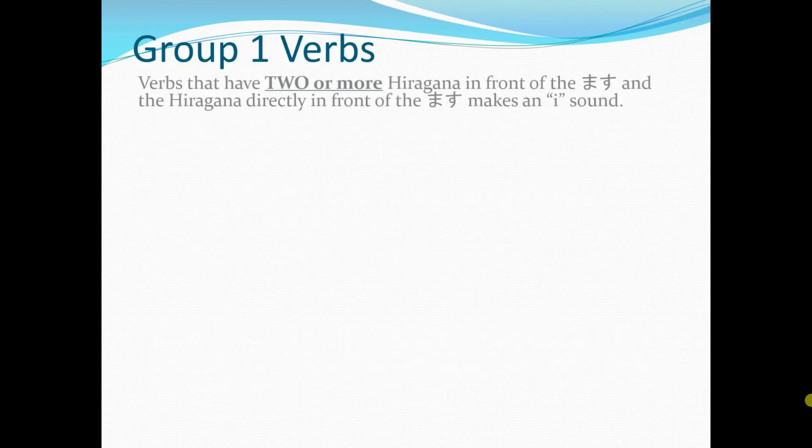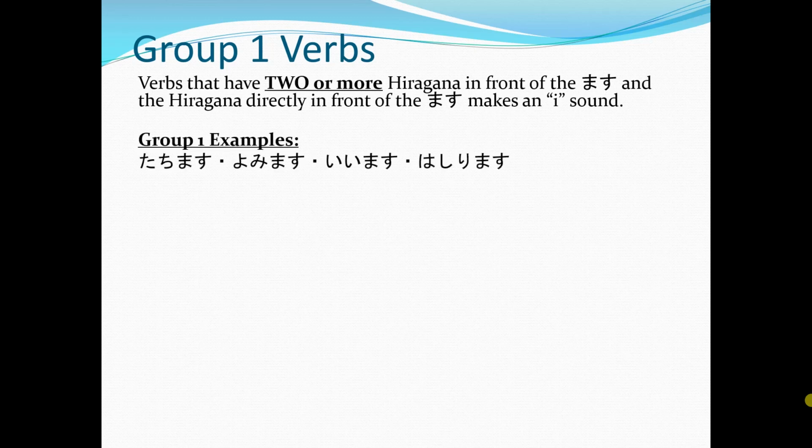So group 1 verbs, these are the hardest. They have 2 or more hiragana in front of the mas, and the hiragana directly in front of the mas makes an I sound. So, for example, tachimasu, yomimasu, iimasu, hashirimasu.